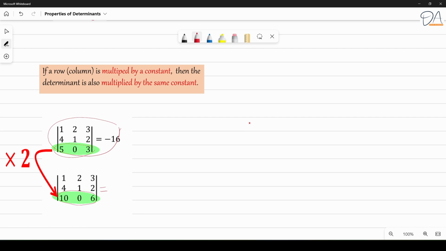So it will be simply 2 times minus 16. This is the original value of the determinant, and this is the constant that the third row is multiplied by. So this gives us minus 32. Again, without doing any calculation, we're able to find the determinant based on the properties. We already know the value of the original determinant.